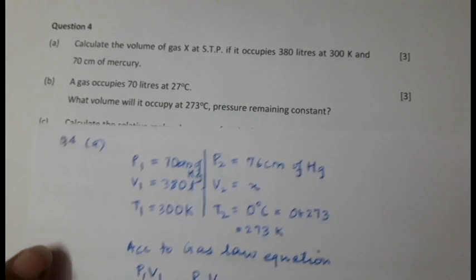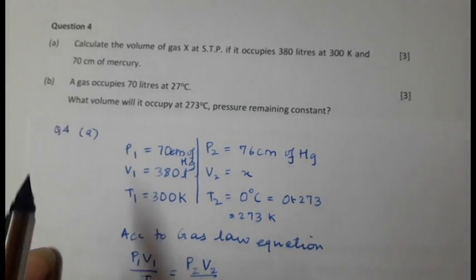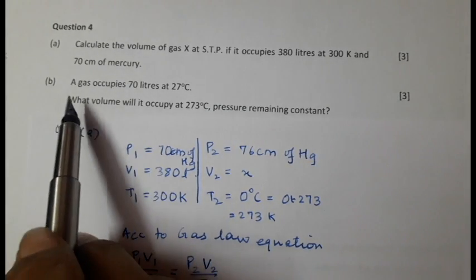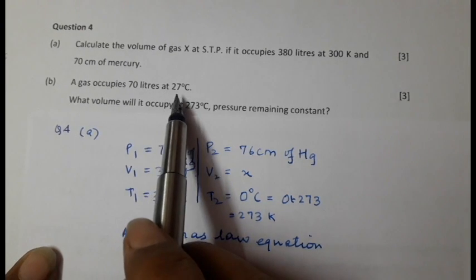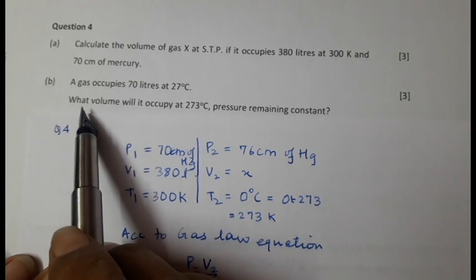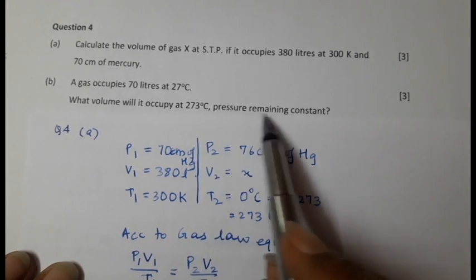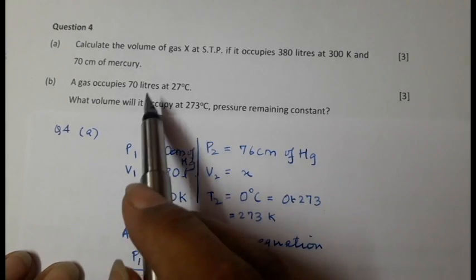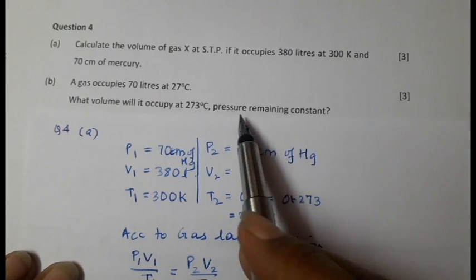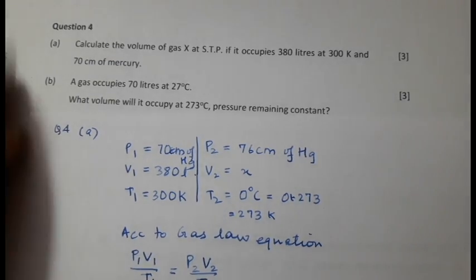Now we come to question B. B asks us to find the volume of the gas. A gas occupies 70 liters at 27 degrees C. What volume will it occupy at 273 degrees C, pressure remaining constant? Now here you will see volume and temperature. Pressure remaining constant means we are using Charles' law. So let us use that.